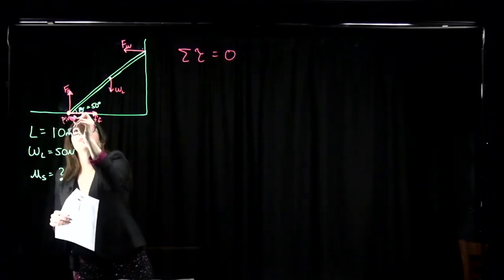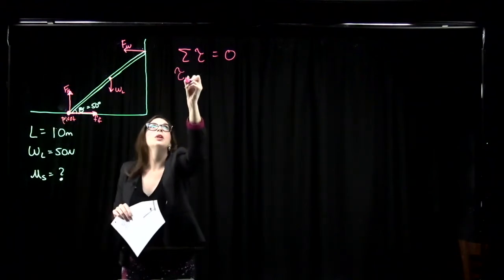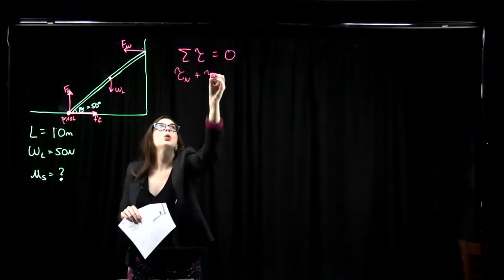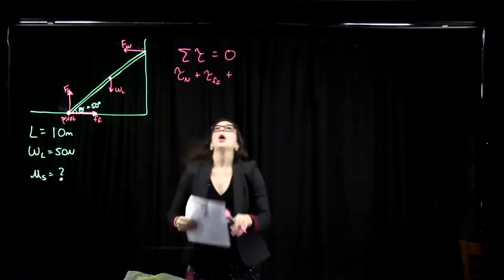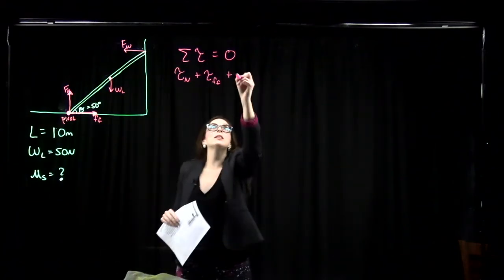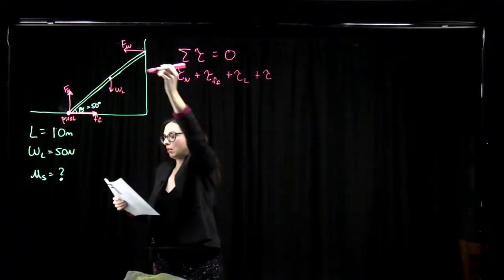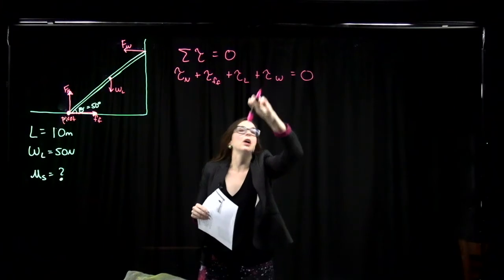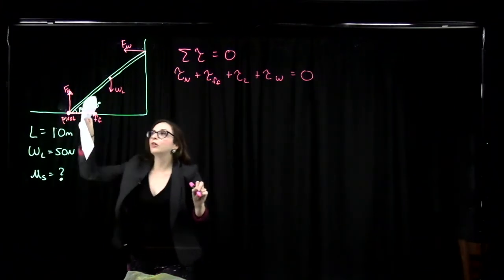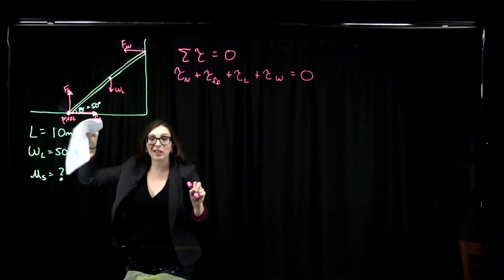Okay, so we've got the torque coming from the normal force, the torque coming from the friction force, the torque coming from the weight of the ladder, and the torque coming from the wall on the ladder up here. And the sum of all those torques has to equal 0. Now, the normal force on the ladder and the friction force on the ladder are right at the pivot point.